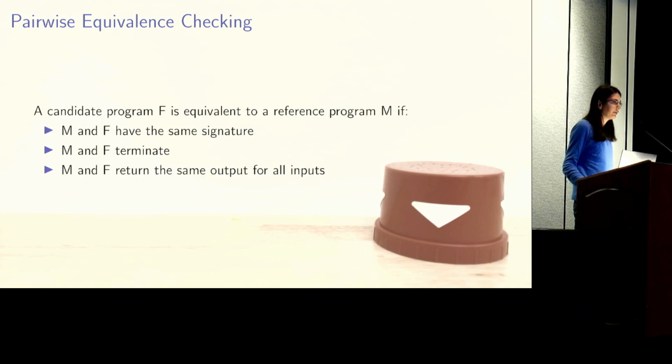So the first piece was this equivalence checking of one given pair of functions. And before I tell you how we do this, I should probably define it, because different people define the equivalence in different ways. So for us, we say that a pair of functions are equivalent if first they have the same signature and they both terminate, and then if for all inputs they return the same output. So it's just input-output equivalence. There are no side effects.